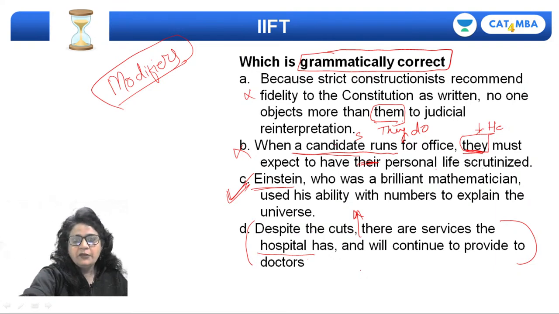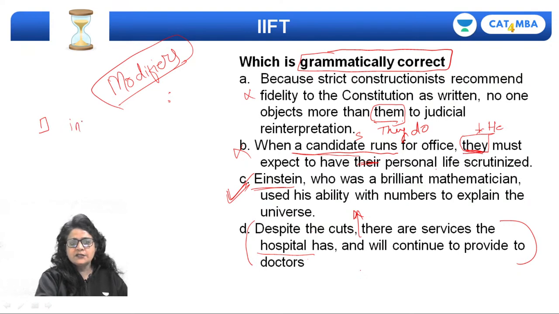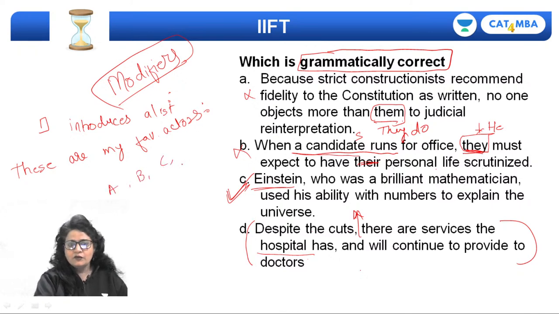Yeah, fine. So let me first give you the usage of colon. Okay, so first usage of colon is it introduces a list. Okay? So when I say these are my favorite actors, colon, A, B, C, full stop. Okay? The only condition for using colon here is the sentence which comes before colon has to be an independent sentence, a stand-alone sentence. Then only you can use colon.